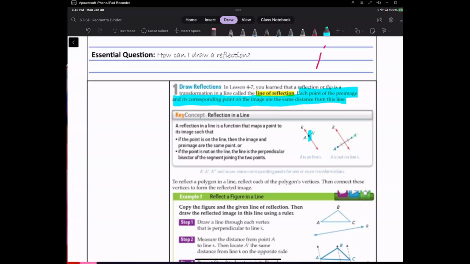If the point is not on the line, then the line is the perpendicular bisector of the segment joining the 2 points. So here's this point, and here's this point, and it's perpendicular because they form a 90-degree angle, and it's the same distance from here to here, from here to here.